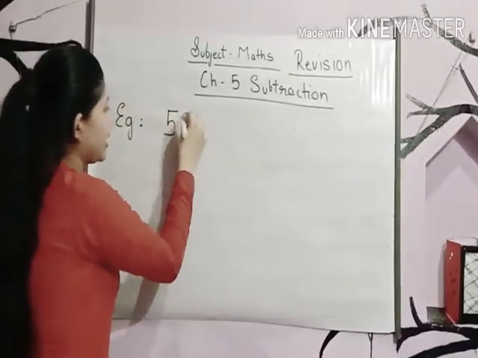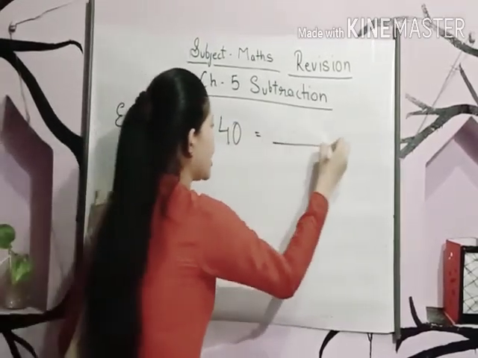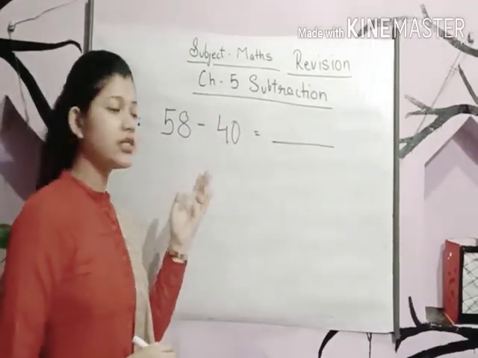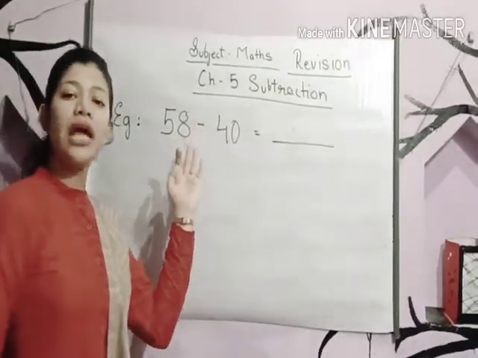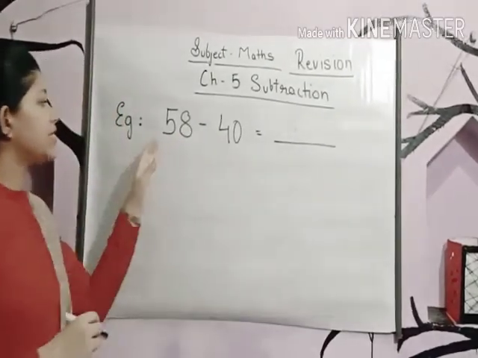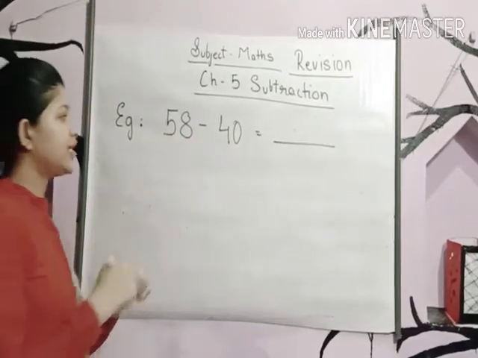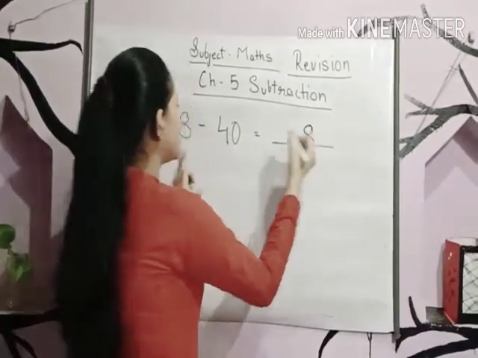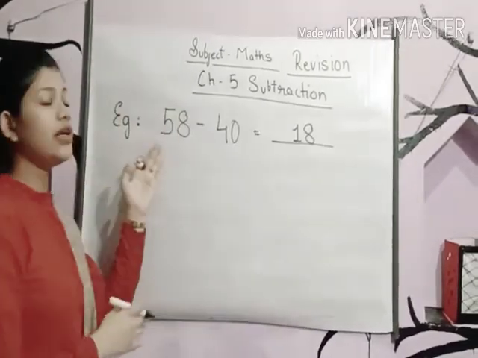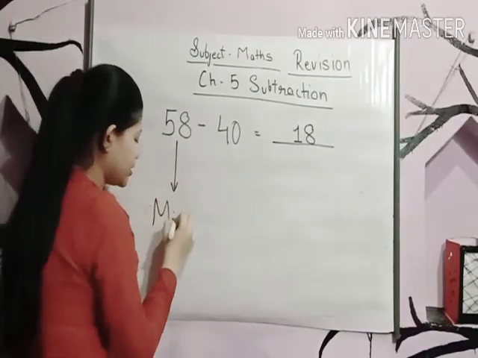Example: 58 minus 40 is equal to dash. Now students, what is the sign of subtraction? This is the sign of subtraction which is known as minus. Yes. Now students, let's solve it. 8 minus 0 is equal to 8 and 5 minus 4 is equal to 1. Yes. Here the number 58 will be called as minuend.